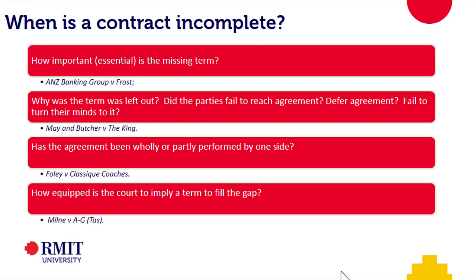And how equipped is a court to imply a term to fill a gap? That's something that we will spend a lot more time on in topics 9, 10 and 11, particularly topic 10. But those words just on the previous slide from Milne and the Attorney General are essentially a good pointer there. It's not the role of the courts to write the contract. And the court looking at that contract is saying, well, the parties haven't actually turned their minds to the essential terms. It's not for us to do that.